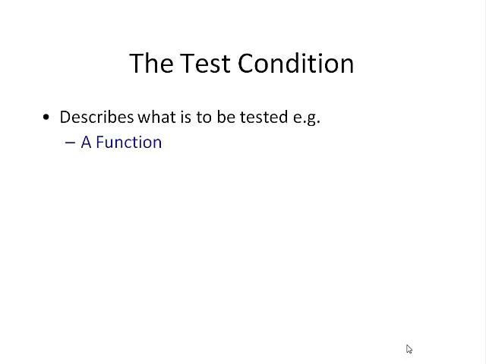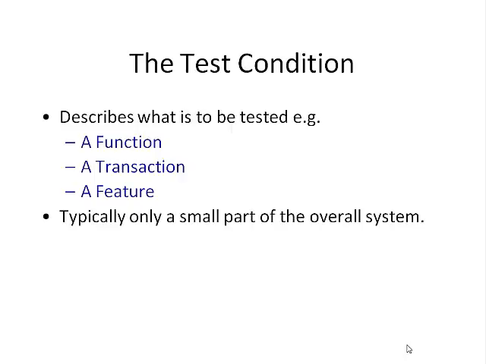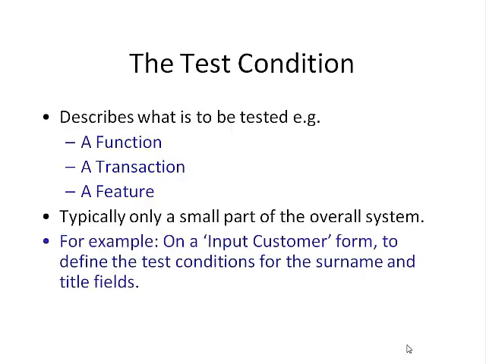So looking at these in more detail, first off the test condition. It's really trying to describe the thing that's going to be tested. That can be any number of things, perhaps an individual function, perhaps the performance of a system, perhaps some kind of security feature. Typically it would only represent a relatively small part of the overall system. I've got an example here, for instance perhaps on an input customer form. The test condition would describe the testing required for the name and title fields on such a form.